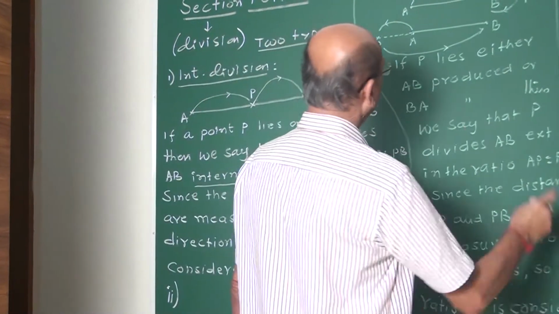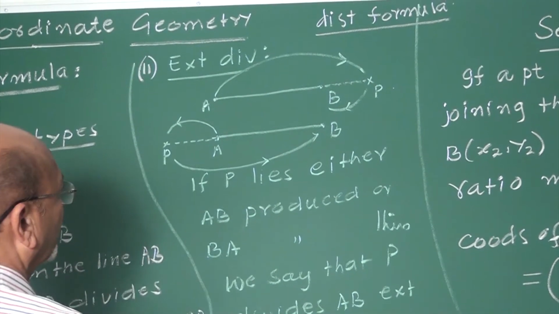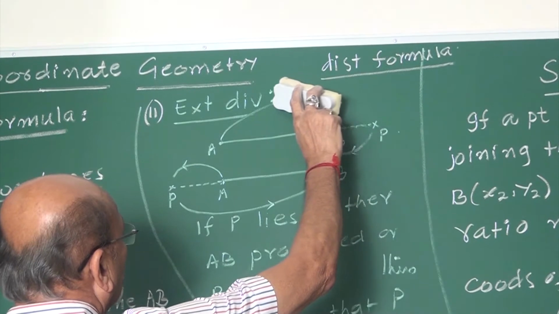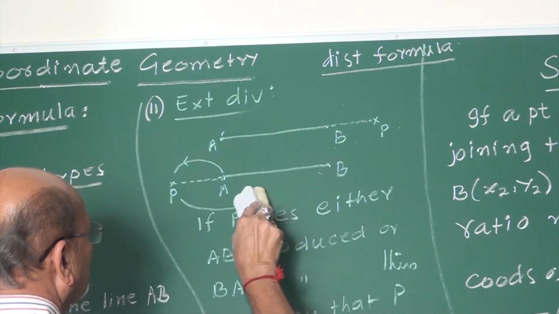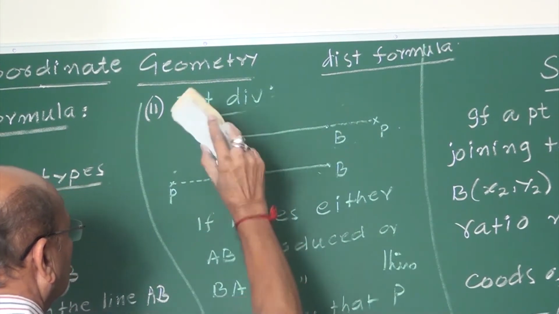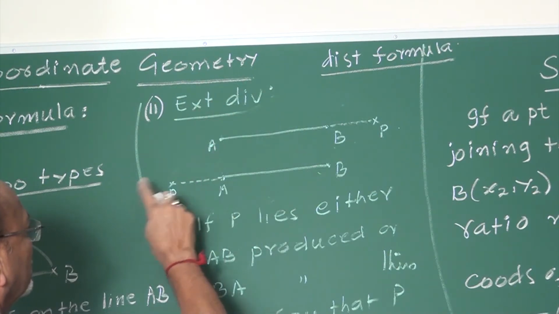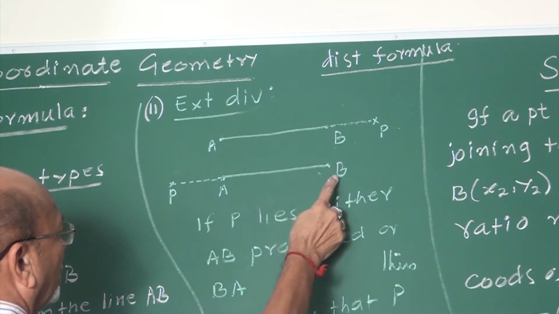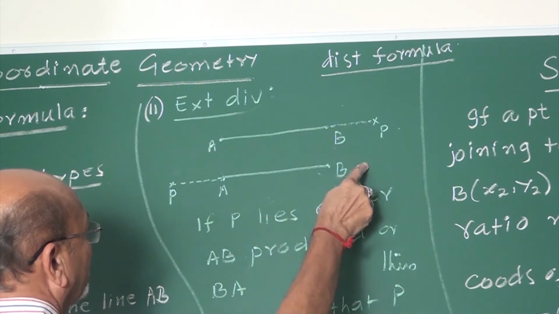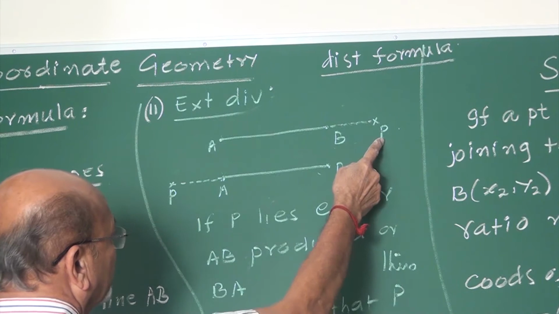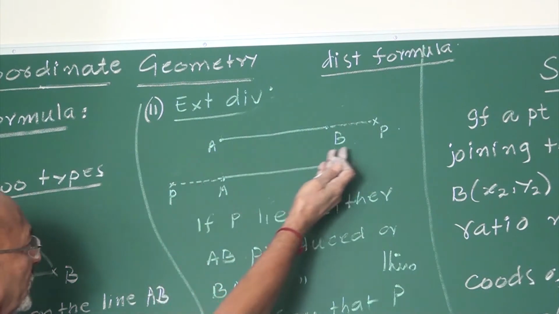This is the second type. Yes, friends. See here. This is your line AB, my friend. Here, where is your P? Outside AB. Outside means not on the line. If you produce AB, P lies there. If you produce BA, P is here. If you produce BA, P is there. If you produce AB, P is there.